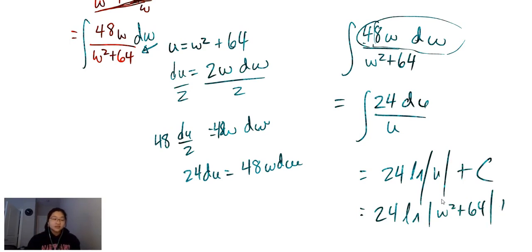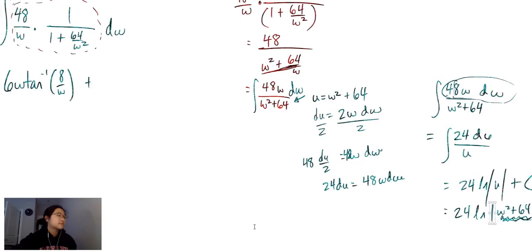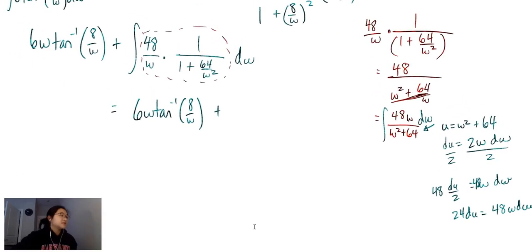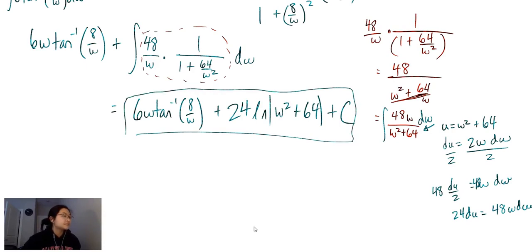The absolute values aren't entirely necessary because this is always non-negative, so we get 24 natural log of w squared plus 64 plus c. And that goes over here, so we get, what was it, 24 natural log absolute value w squared plus 64 plus c. Boom.